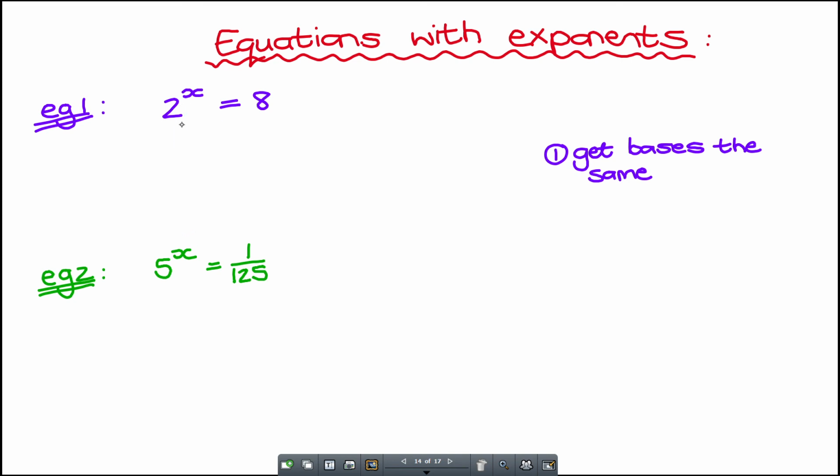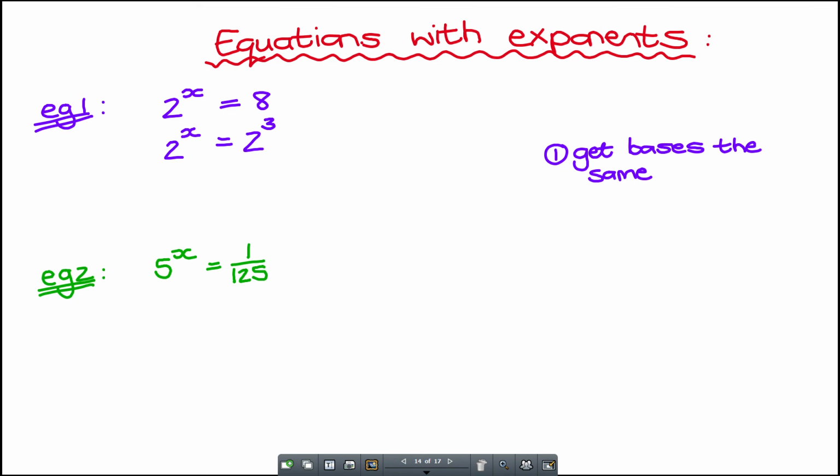So on the left-hand side, you've got 2 to the power of x. So that is my clue, that on the right-hand side, I also want 2 to the power of something. So that 8 is the same as 2 to the power of 3. Because 2 times 2 times 2. Do you remember? Okay, so 2 to the power of 3.